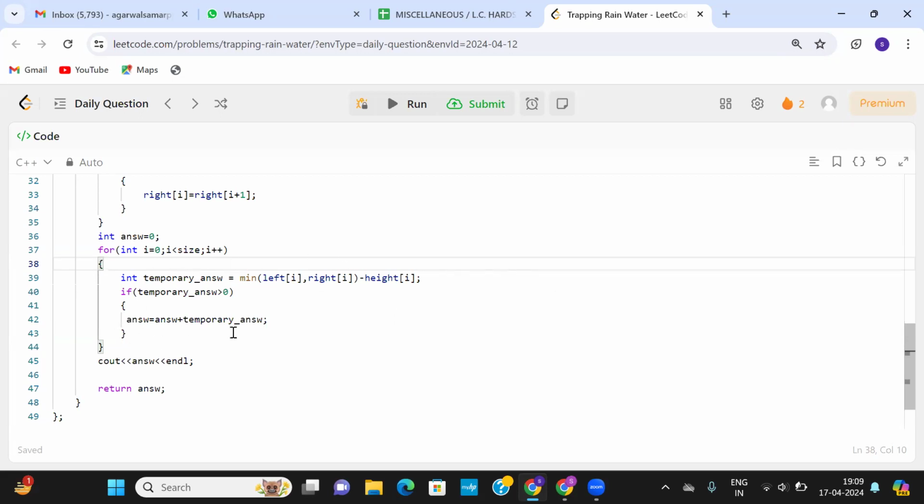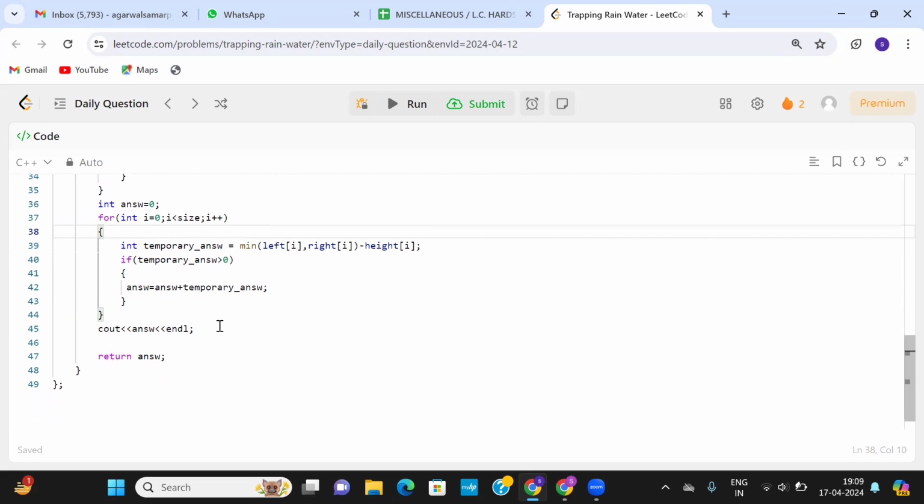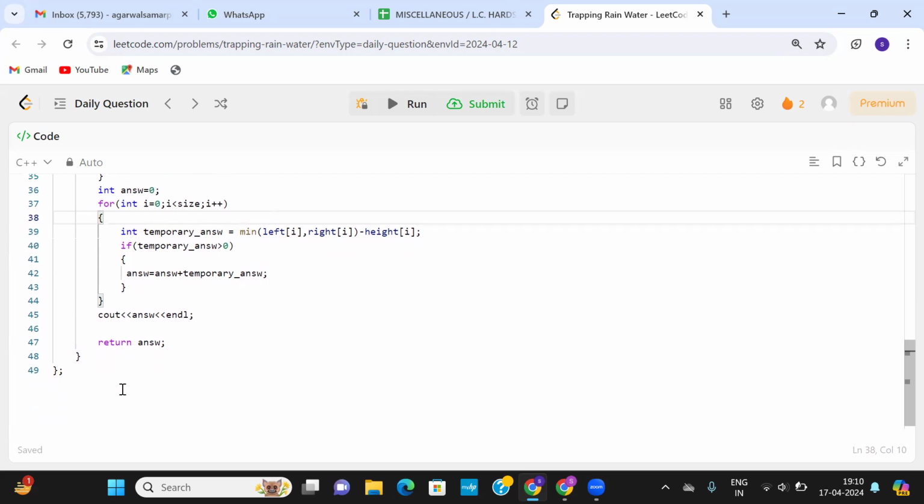And then if temporary answer is greater than 0, we are going to add it to our answer. Answer equals answer plus temporary answer. At the end, we are going to return answer. In our answer variable, we have the amount of water which will get stored. So the question was not at all difficult.